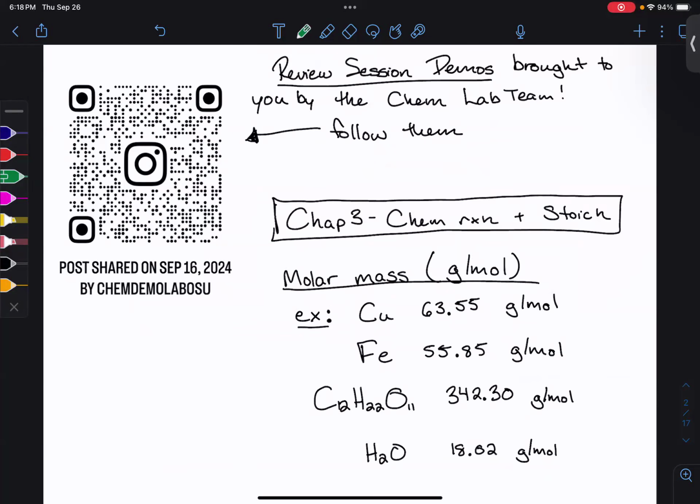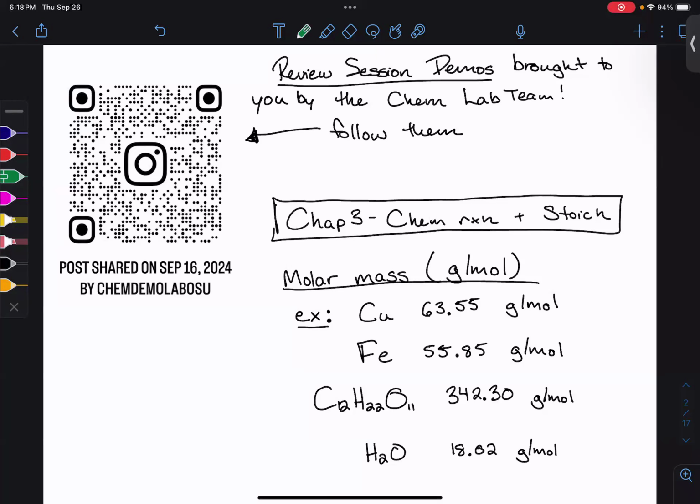So let's look at copper real quick, all right? Copper, if you look at the periodic table, has a molar mass of 63.55 grams per mole. So if I tell you that this sample of copper is 1 mole worth of copper, tell me, how much does this sample weigh? 63.55 grams, all right? So this is 1 mole worth of copper. When we're in lab, we're not gonna be working with 1 mole, but if we weigh out the gram amount of sample that we have, we can use this molar mass conversion to determine what mole amount we actually have.